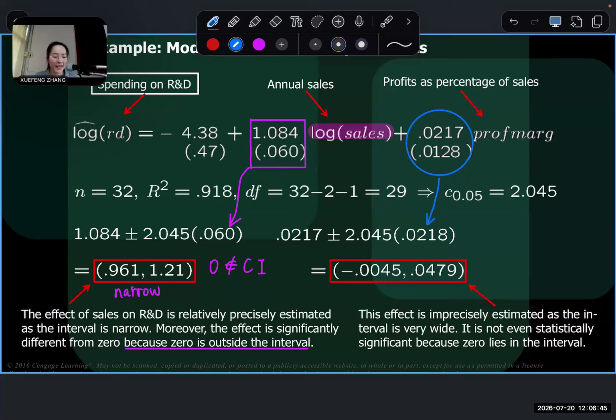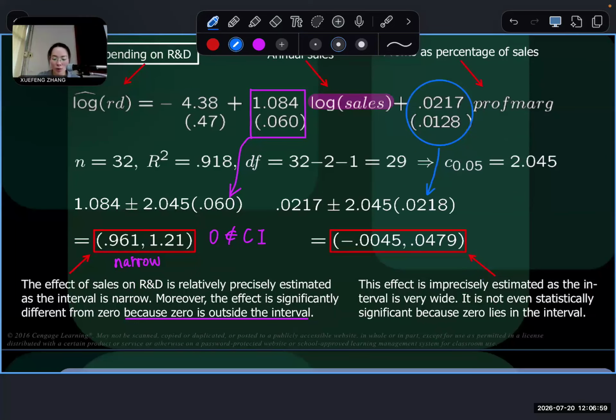Do you know how we calculate it? I hope you do. And here is the confidence interval for profits, right? And this interval is much wider. This interval is much wider, which means it is imprecisely estimated.